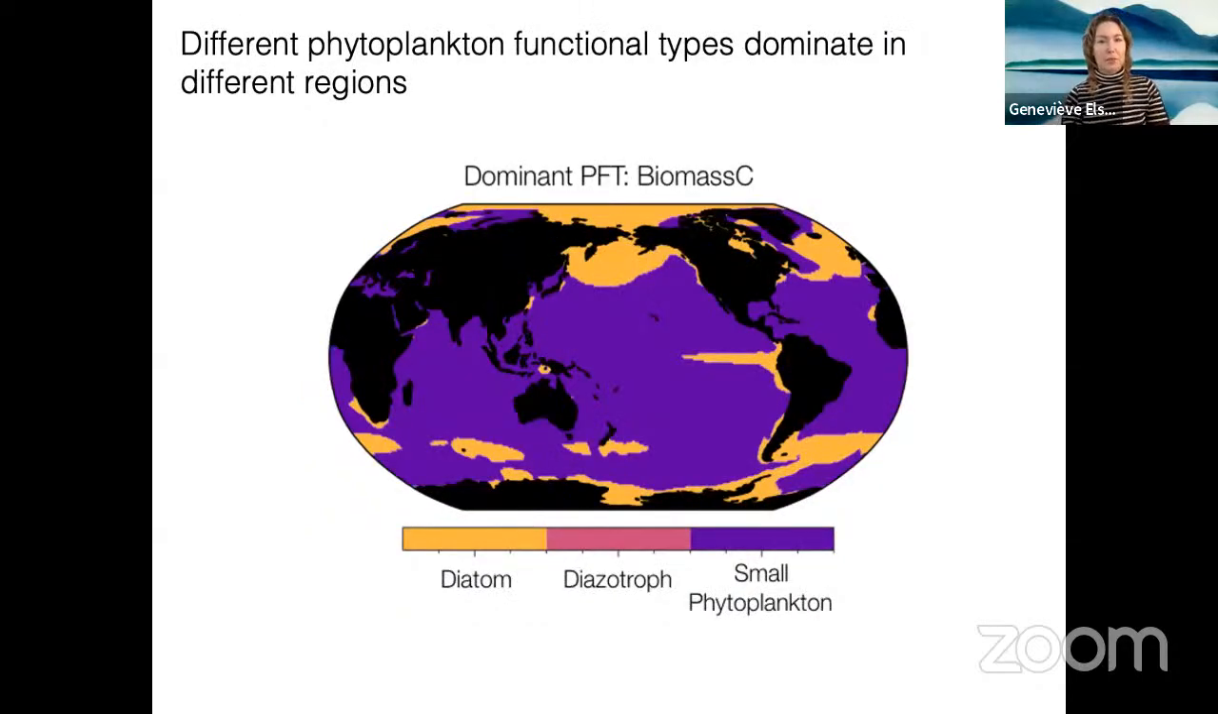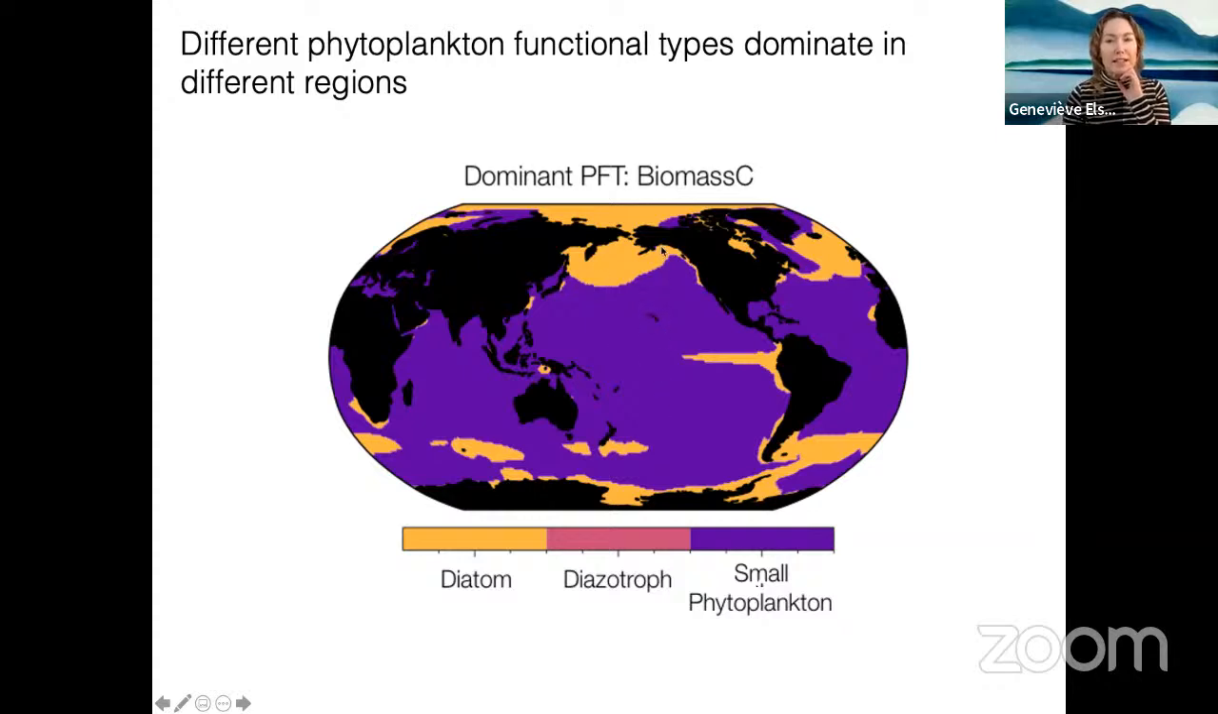And here I just want to emphasize as well that it's really important to consider which type of phytoplankton is dominant in each of these regions of interest when we're identifying possible drivers. So the model ensemble we're looking at includes the representation for 3 different types of phytoplankton: diatoms, diazotrophs, and small phytoplankton. And as you can see from this map, different types of phytoplankton dominate in different locations.